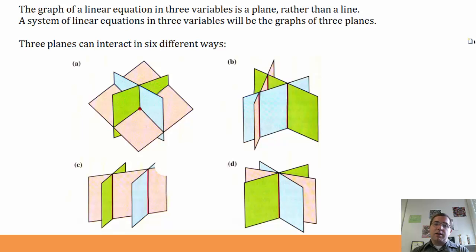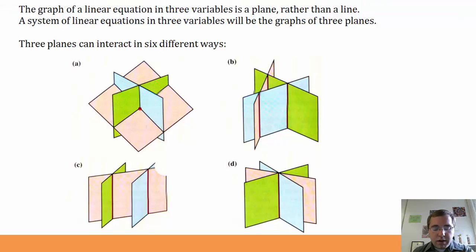Remember, when we had systems of 2 equations with 2 variables, we had 2 lines, and either those lines intersected in one point, giving us one solution, or they were parallel, giving us no solutions, or they were the same line, giving us infinitely many solutions. Well, now we have 3 planes, and there's 6 different ways that 3 planes can interact.